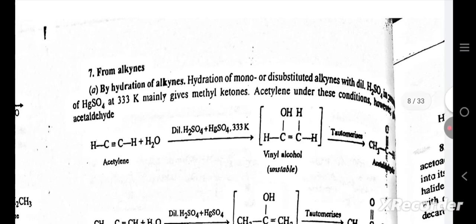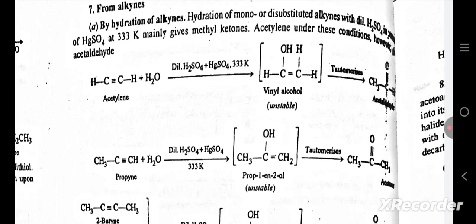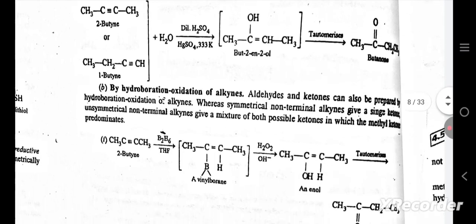From alkynes. By hydration of alkynes: hydration of mono or disubstituted alkynes with dilute H2SO4 and HgSO4 at 333 Kelvin mainly gives methyl ketones. Acetylene, under these conditions, forms acetaldehyde.